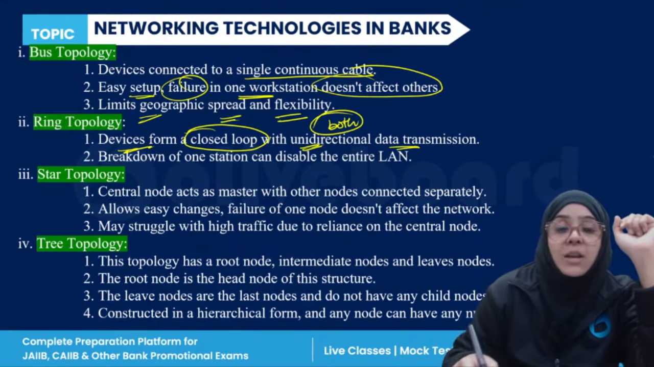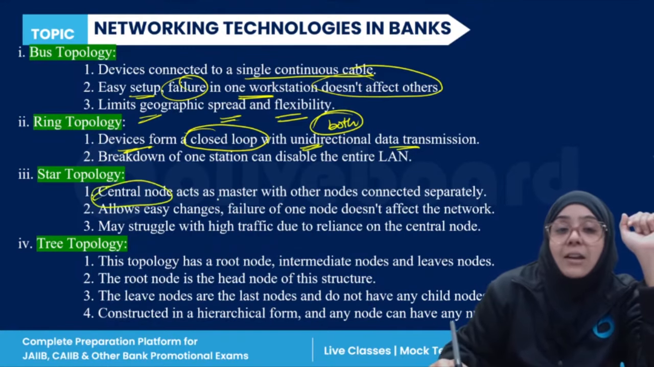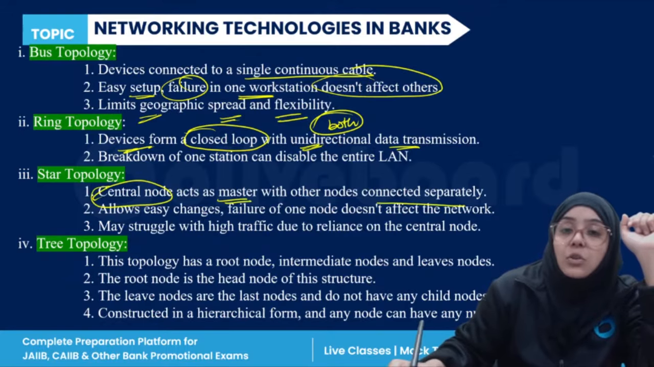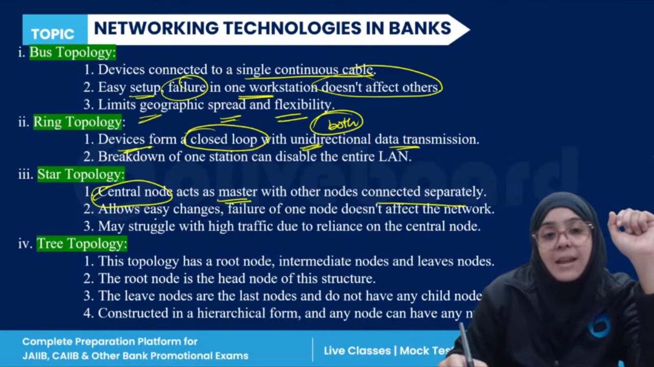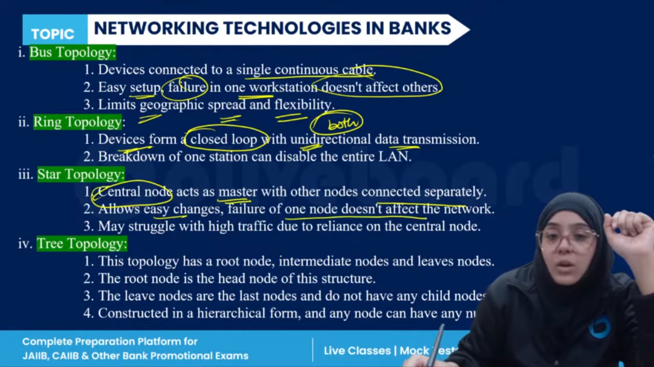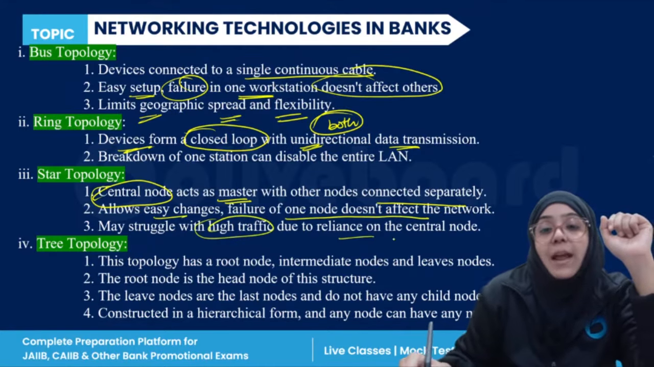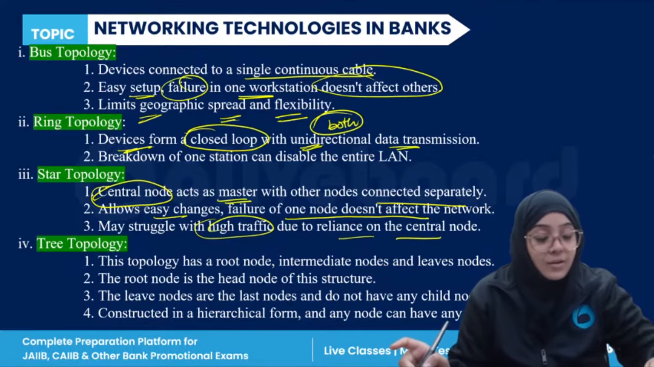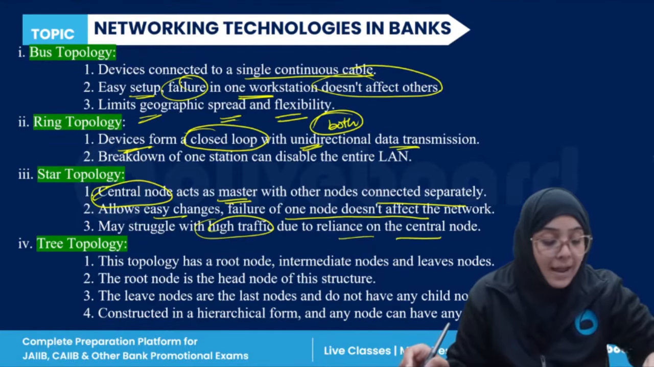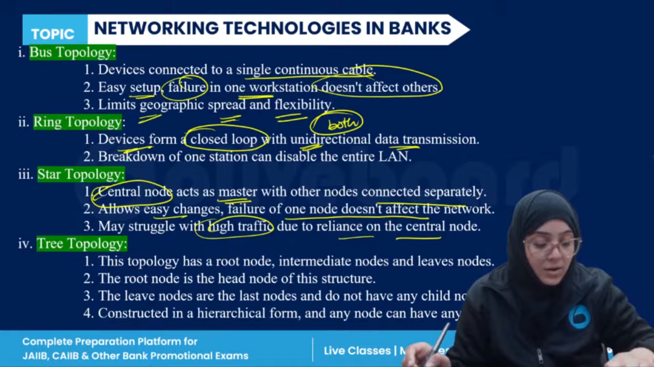Now, star topology. There is a central node which acts as a master node and all the other nodes are connected separately. Easy changes, failure of one node doesn't affect the entire network. It may struggle with high traffic due to reliance on any one central node. Clear? Reliance on any one central node.